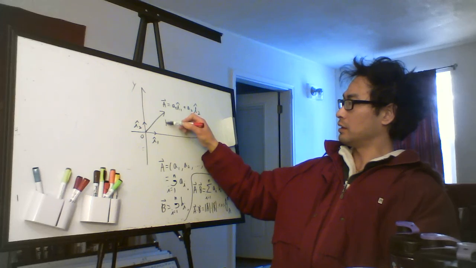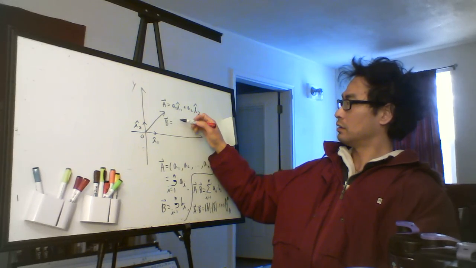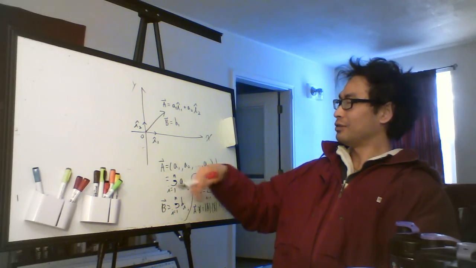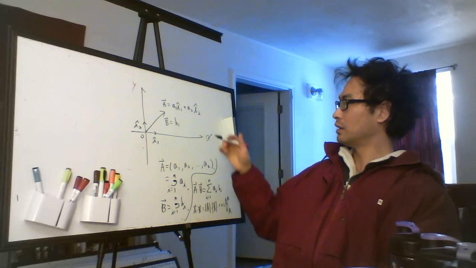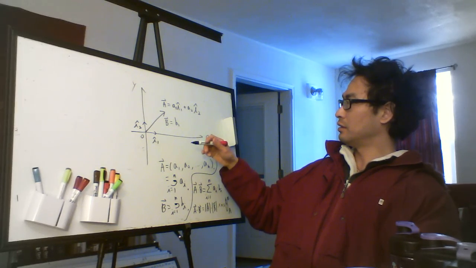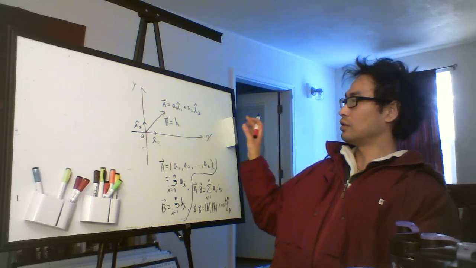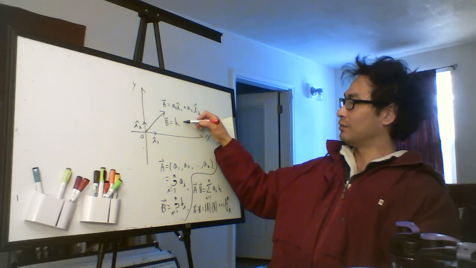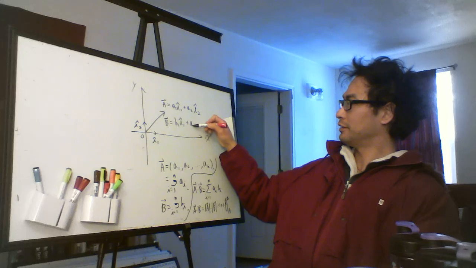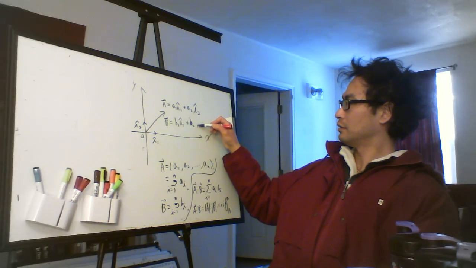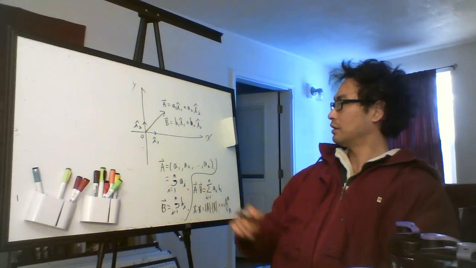Now you have vector b in 2-dimensional space. I'm just showing you how it is. We're going to call i2 just j. Whatever.